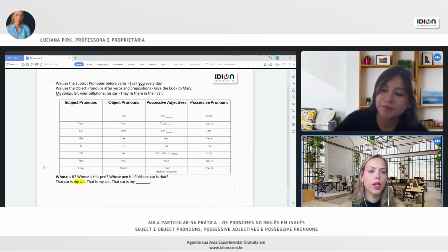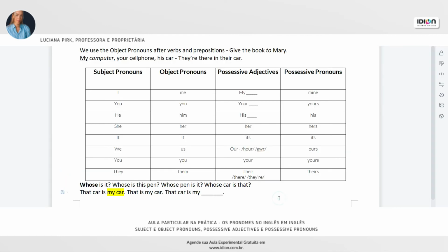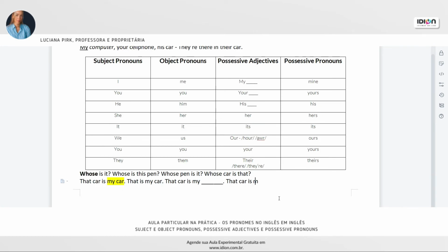Yes, these are the possessive pronouns. So the possessive pronouns substitute everything. So for example, I can say, whose car is that? We can say, that car is mine.